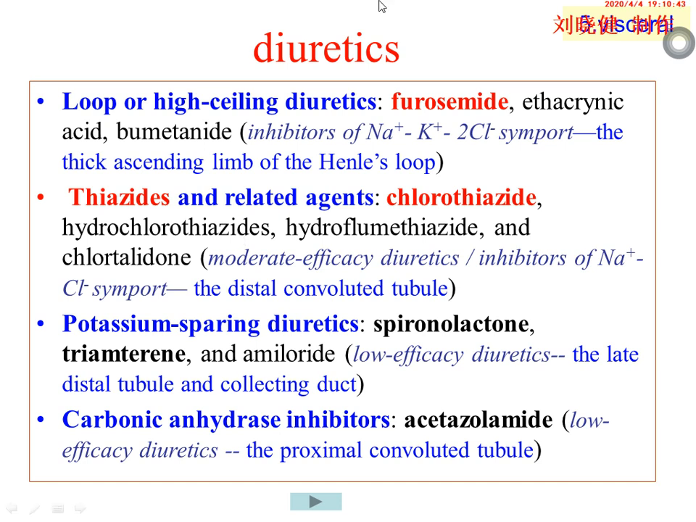Because they are relatively commonly used, their adverse effects you must master well. These two groups' adverse effects, you must master well. And on this slide, I think you know their classification and the target of their action, the mechanism of their diuretic effects. You can know this well. Okay, that's all.